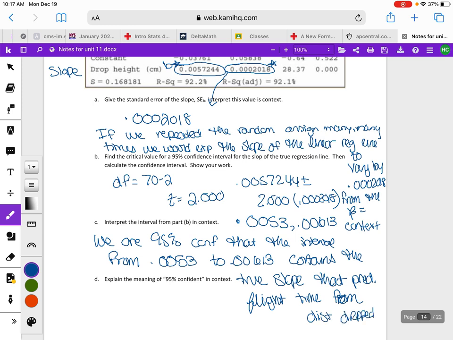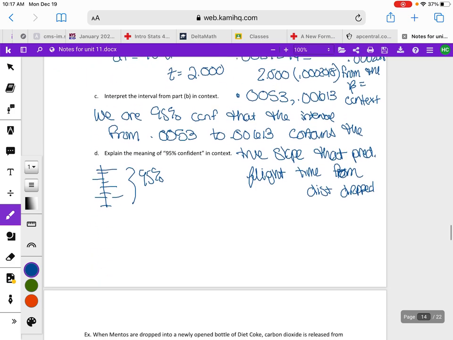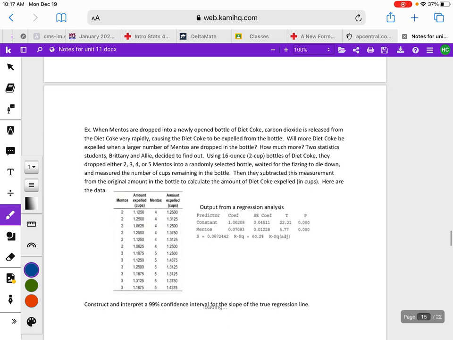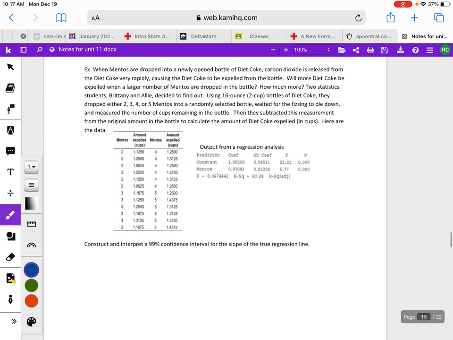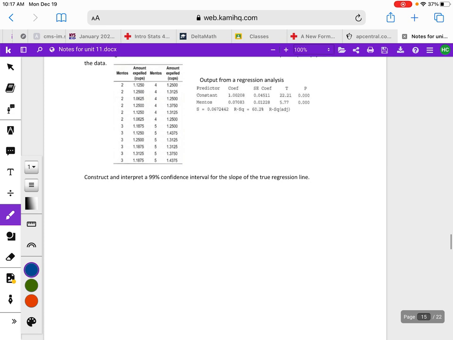Explain the meaning of 95% confidence. You can use words, but just to save some time, remember if we took many, many samples and constructed these intervals, 95% would contain the true population slope that predicts the two. Okay? So this one right here, I'm not going to bring you all the way through it because I think we're doing okay. This would still have a state, a plan, a do, and a conclude.